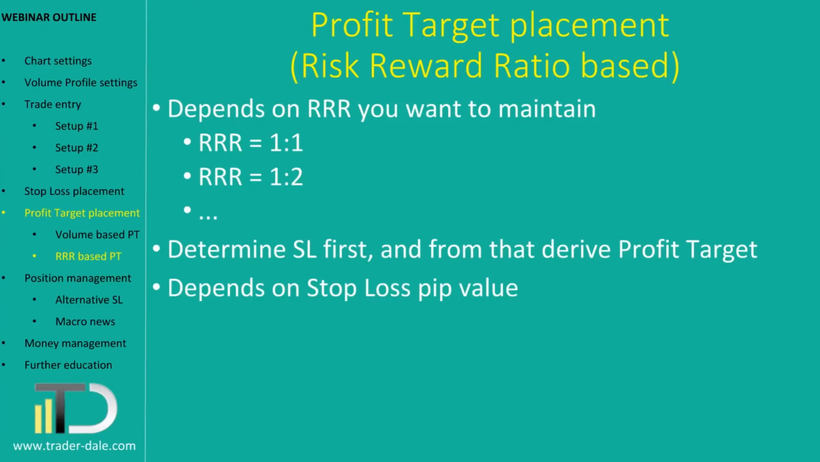There is also another way how to determine your profit target. In this case, you don't do it using volumes, but you simply adjust your take profit so it matches the risk-reward ratio you like to trade with. So first, you determine your stop loss using volumes, and then you place your profit target. So if your stop loss is 100 pips, and if you want to maintain risk-reward ratio 1, then your profit target will also be 100 pips.